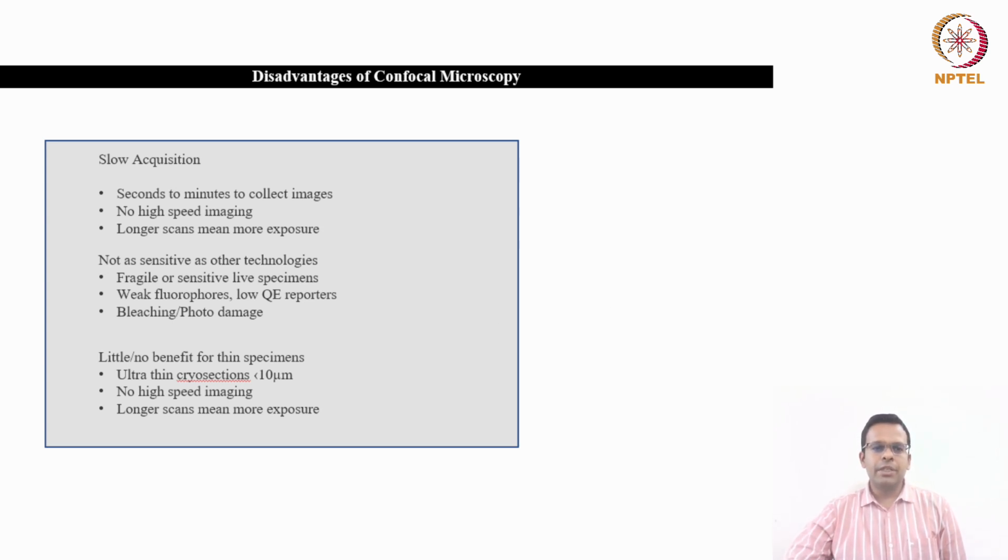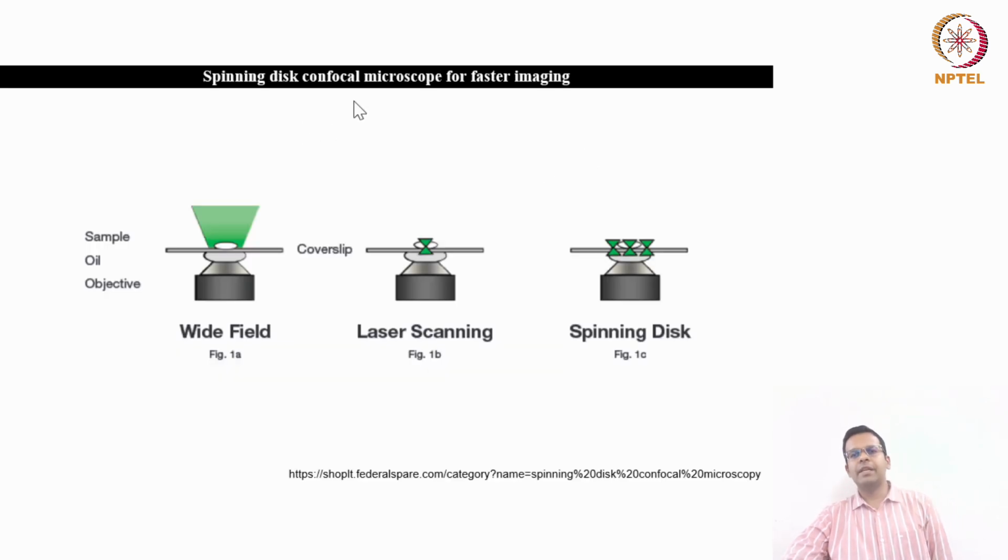Now coming to the slightly advanced version of confocal microscopy, which is known as the spinning disk confocal microscope. As we know, confocal microscopy is generally a slower imaging technique compared to wide field imaging because it scans point by point, right? So how can we increase the speed of scanning?